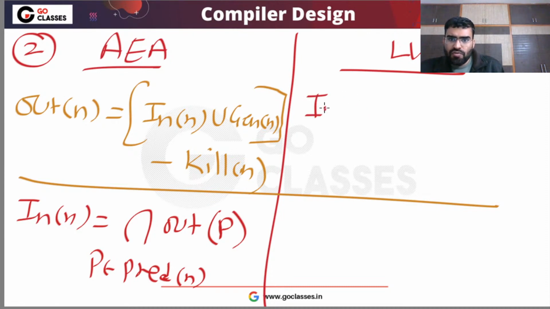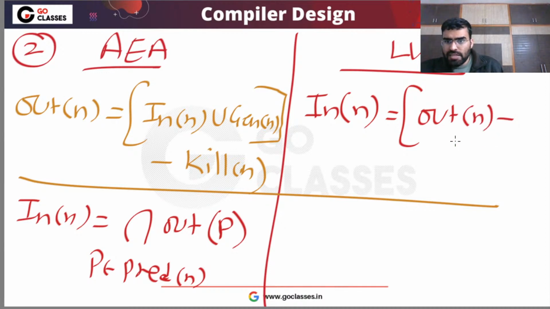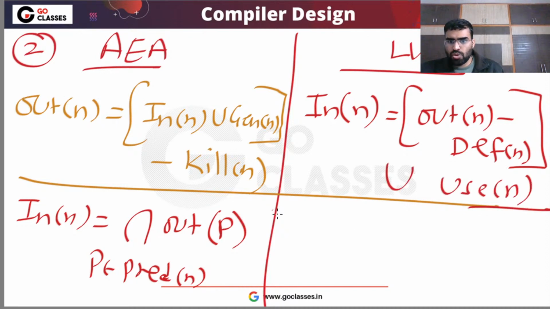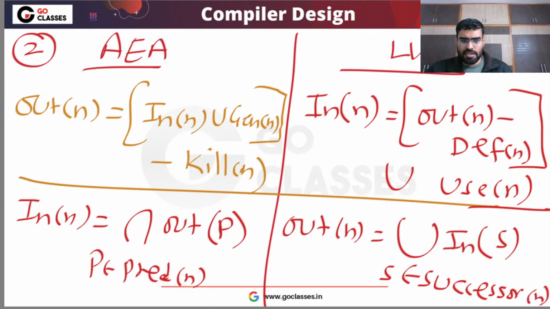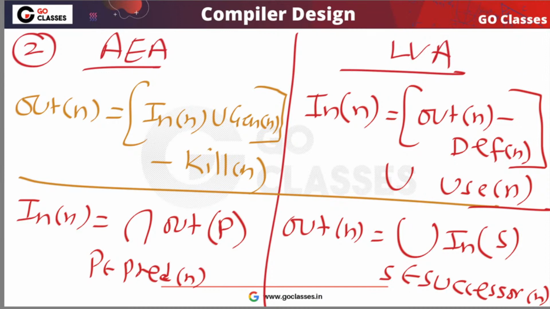You can notice what is the equation of in. Tell me, what is the equation of in? Do you remember the equation of in? That is out of n minus def of n, union use of n. Correct? Yes or no? And what is out of n? Out of n is the union of the in of all the successors. Okay, is it clear? All these points that I am telling you, are they clear to everyone?